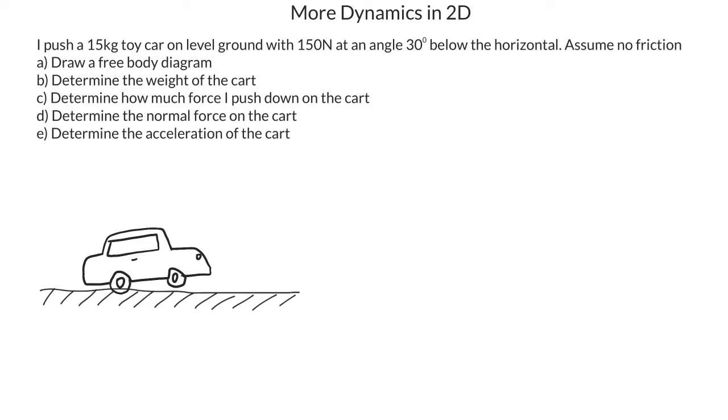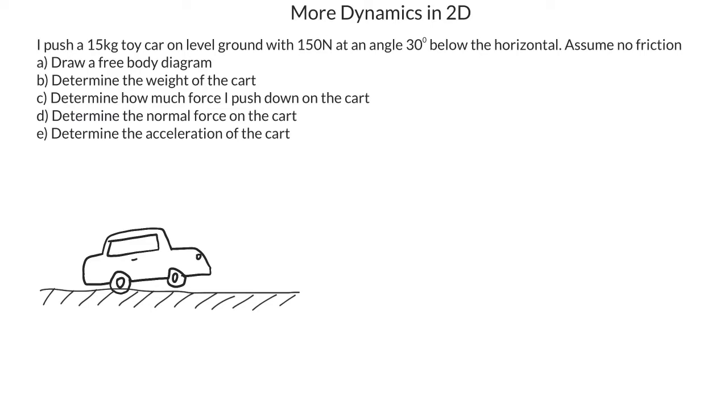We want to determine the weight of the car, and remember what that means is just finding what Fg is. Determine how much force I push down on the cart, determine the normal force on the cart, and then determine the acceleration of the cart. So we're going to start with doing a free body diagram because that is really, when you're doing dynamics, one of the most helpful things that you can do with virtually every question. Try to figure out what is happening with the forces, both generally in direction and with size.